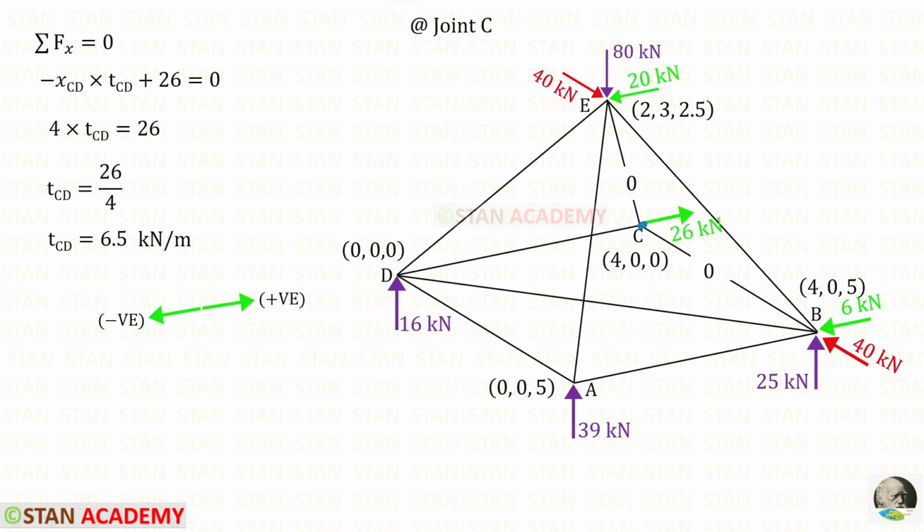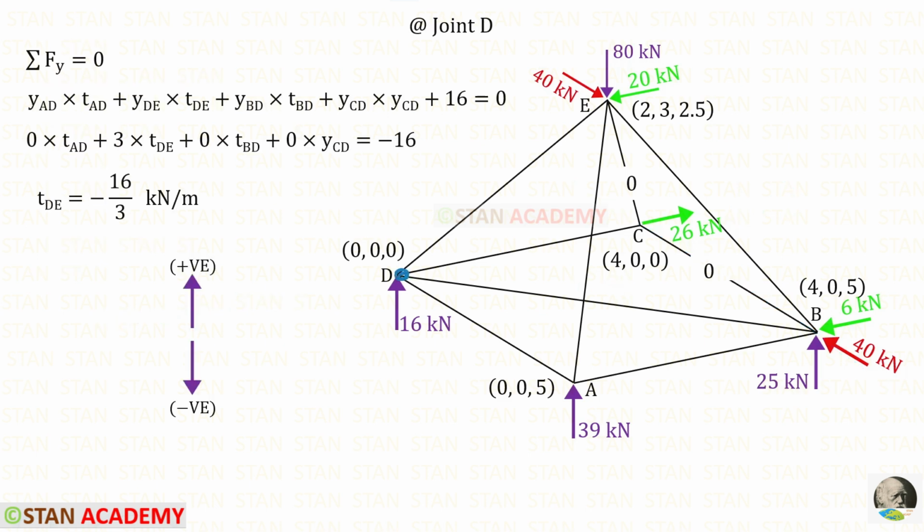Let us take the joint C and let us apply this rule. At joint C, in the x direction, we have a reaction. Since it acts this way, it will be positive. We know that along the point C, we can draw a reference line like this in the z direction. This side positive and this side negative. The member CD is in the negative side, so this term will be negative. The distance of CD in the x direction is 4. For TCD, we will get 6.5 kilonewton per meter.